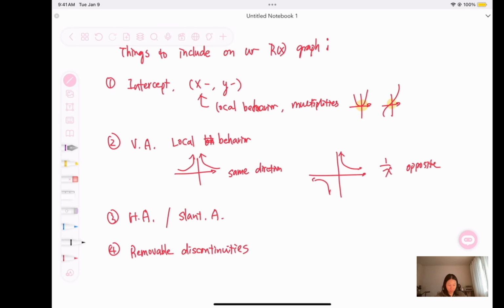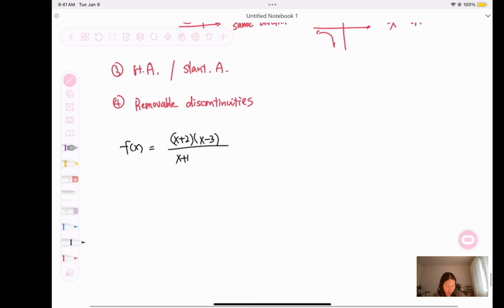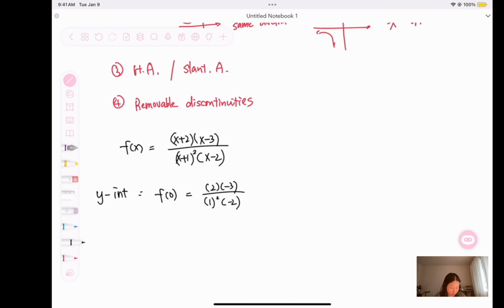Now I want you to sketch the graph of f(x) equals (x plus 2)(x minus 3) over (x plus 1) squared times (x minus 2). First, we want the intercepts. Let's do the y-intercept because it's easier. We let x equals 0, so we have 2 times negative 3 over 1 squared times negative 2. Simplify it, and we have the point (0, 3).